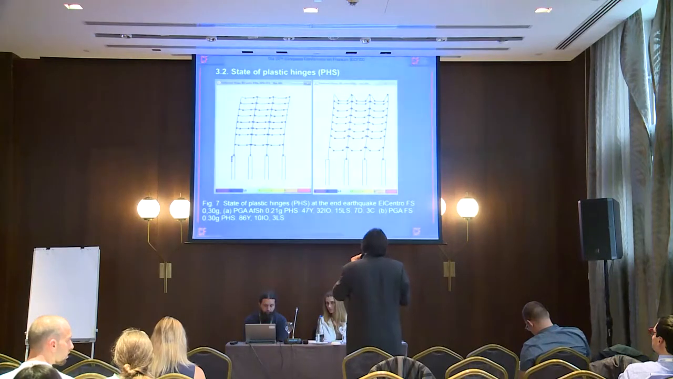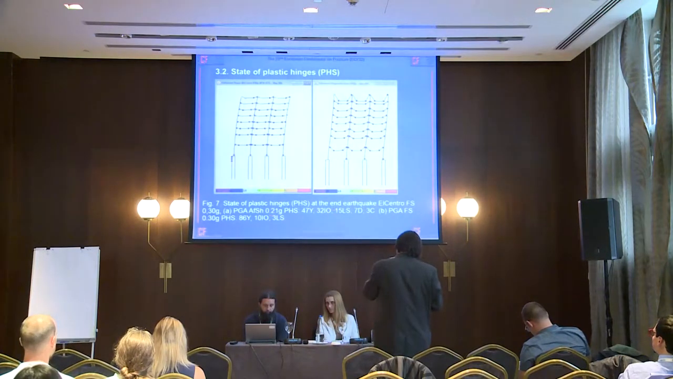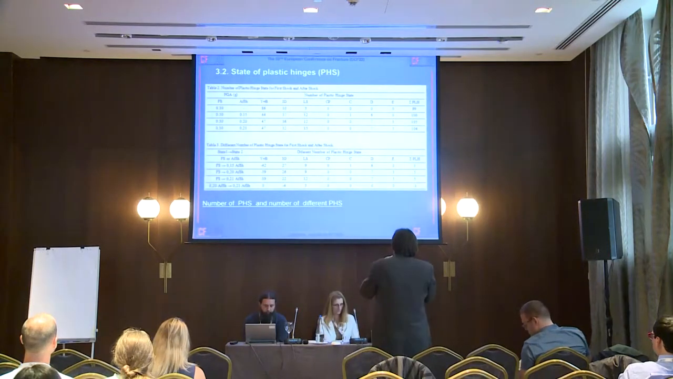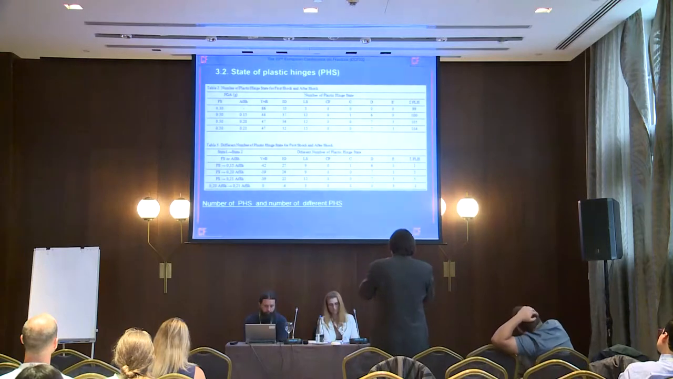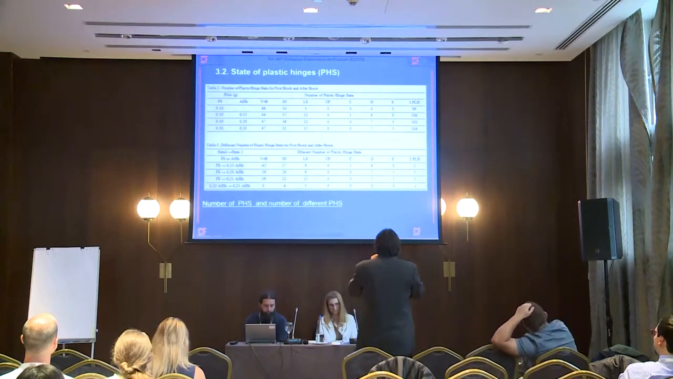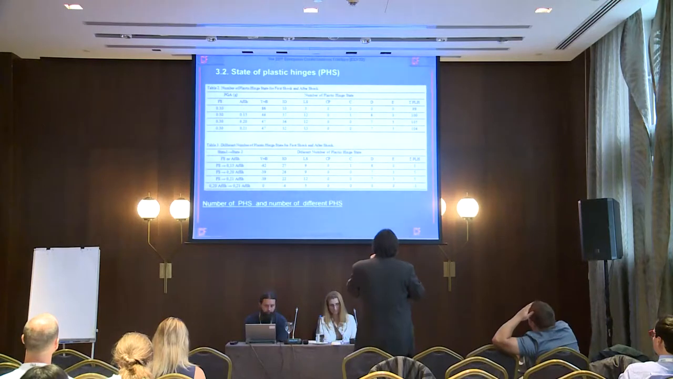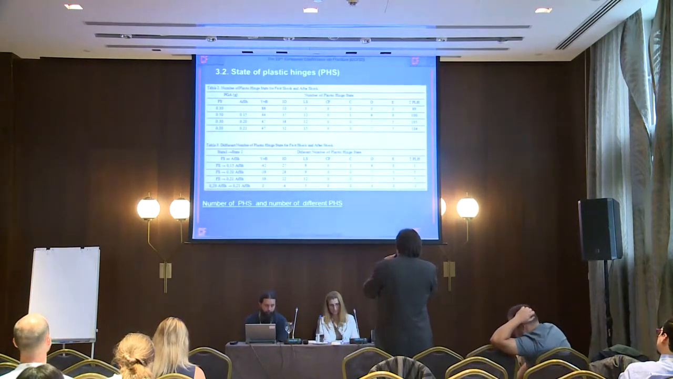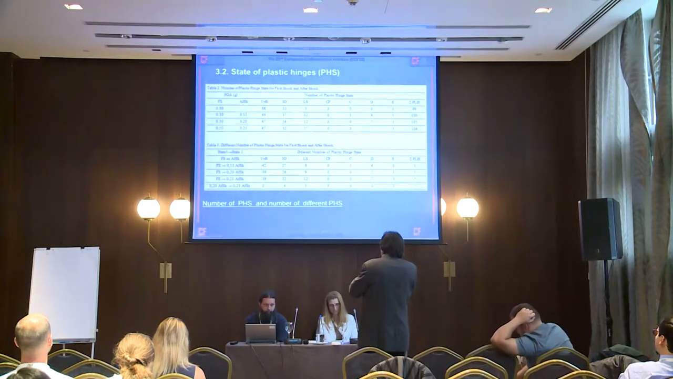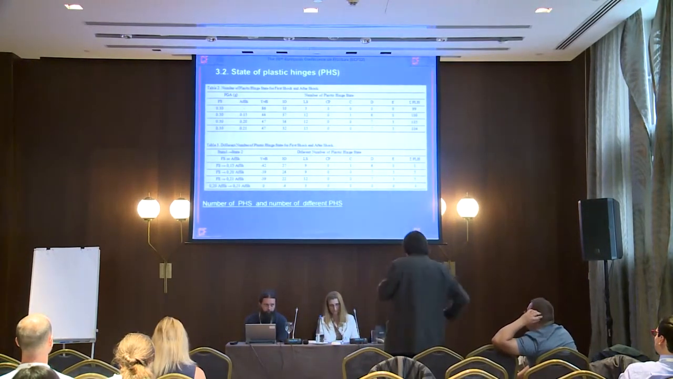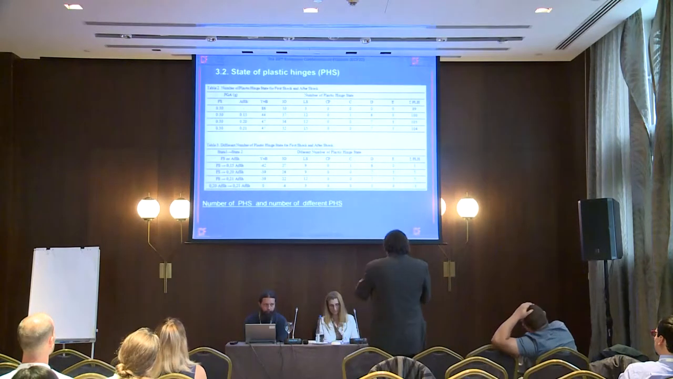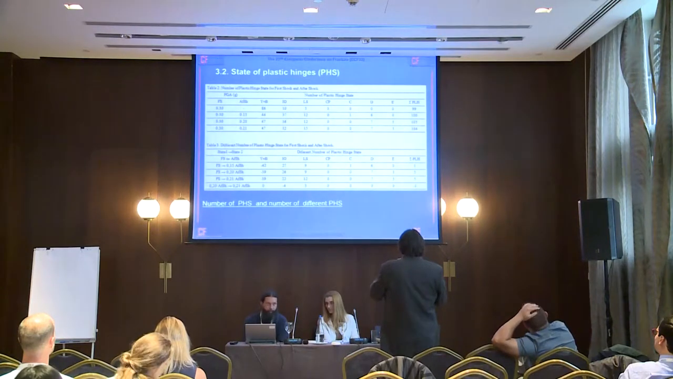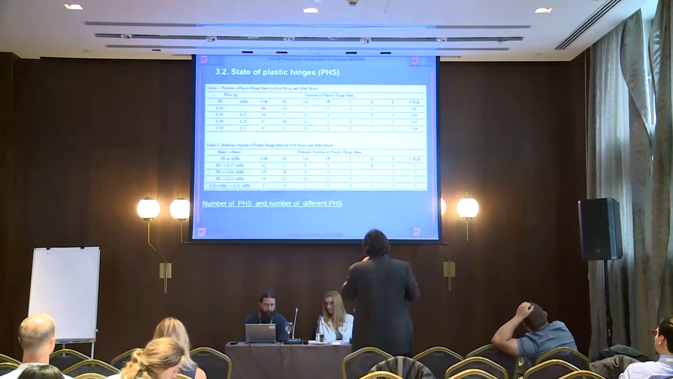This is the state of plastic hinge difference. In this table, we show the number of plastic hinge states, the sum of plastic hinges in the first shock and aftershock patterns 15, 20, 21. And in this table, you may see the difference of plastic hinges in the first shock.